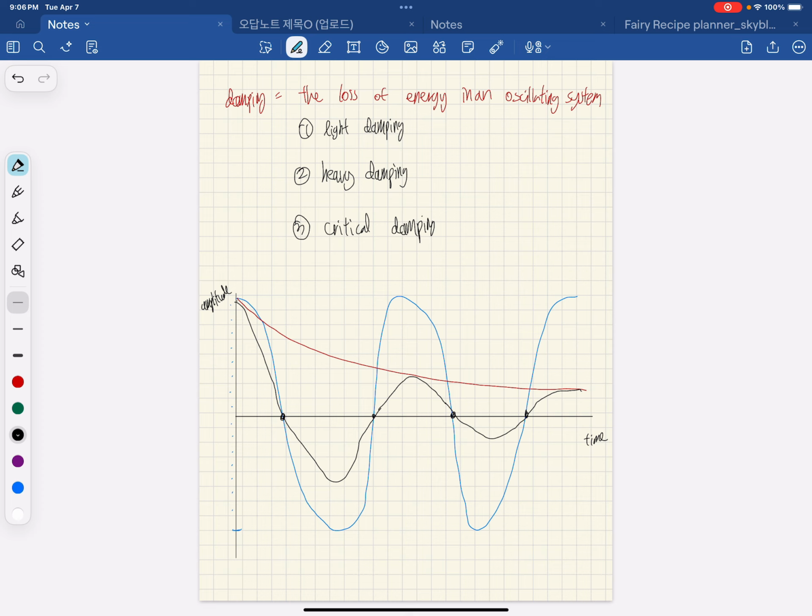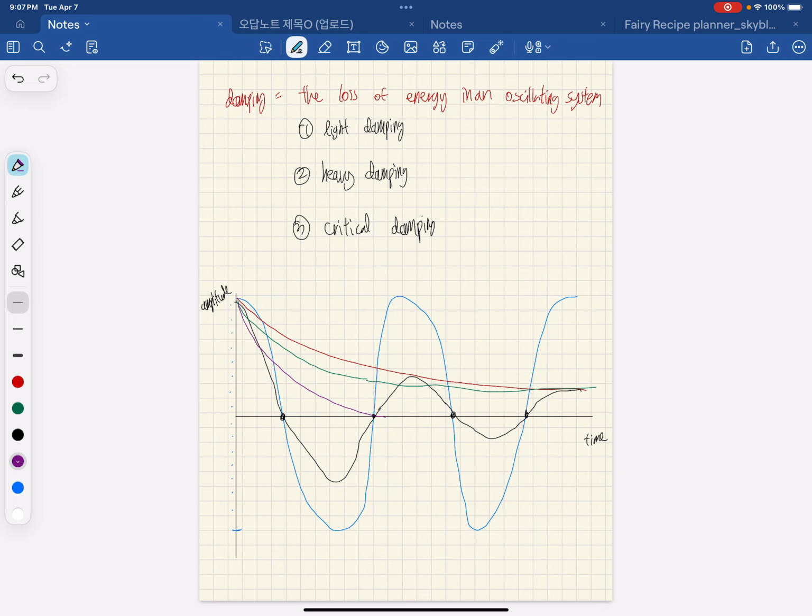Now for heavy damping, I'm going to do it in green, is when there is no oscillation at all. It just kind of goes like this and stays there. This is when damping is so strong that the object doesn't even go back to equilibrium. And critical damping is when damping is just enough to get to the equilibrium.